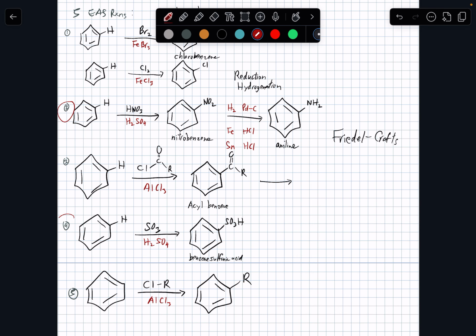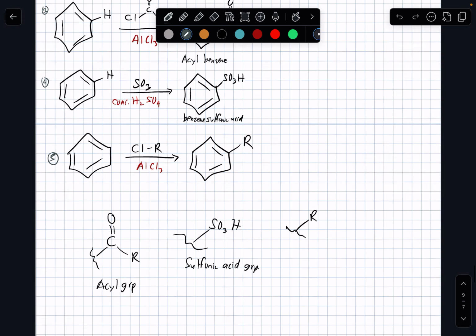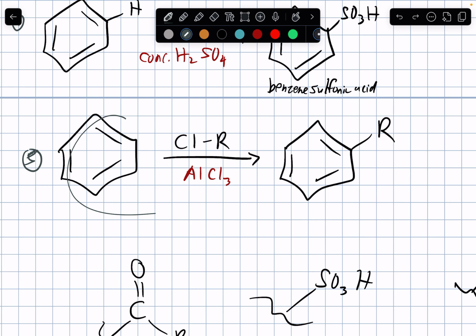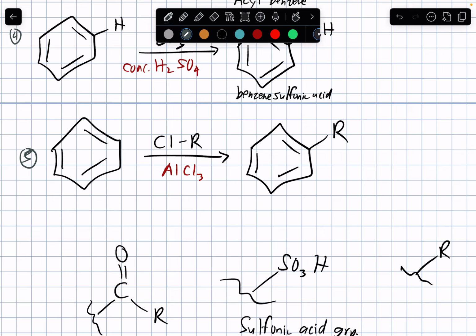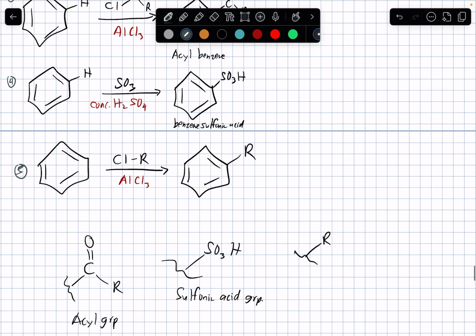For nitration and sulfonation, reactions 2 and 4, sulfuric acid is the catalyst. It's supposed to be concentrated. And for the Friedel-Crafts reactions, acylation and alkylation, consistently, AlCl3 is a catalyst. Although later on, you will find out that alkylation can be performed without this catalyst. I think there's a catch though. We'll find that out later. I just can't remember.